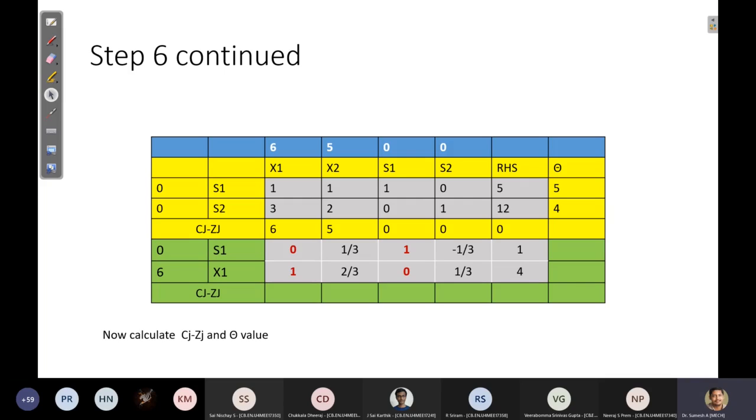Then calculate either Cj minus Zj or Zj minus Cj again. So it will be 0 into 0 plus 6 into 1 as Zj, and 6 minus that value if you take, that will be Cj minus Zj. So it is 0, 1, 0, minus 2 and 24 it is coming.